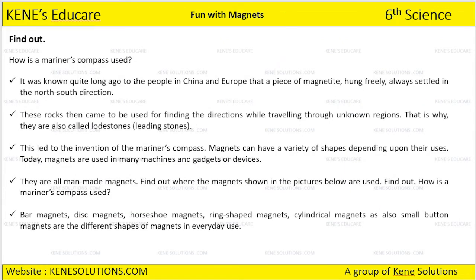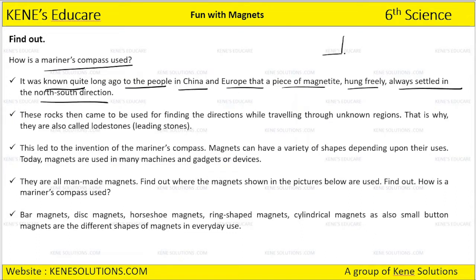So we have to find out how was the mariner's compass used. It used the magnetic effect, but it was known quite long ago to the people in China and Europe that a piece of magnet hung freely always settled in the north and south direction. So if you hang a piece of magnet freely, at that time it comes in the direction of north and south. And these rocks then came to be used for finding the direction while traveling through unknown regions. So this concept was used to find out the direction while traveling.